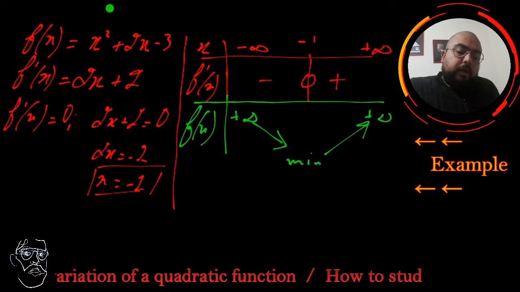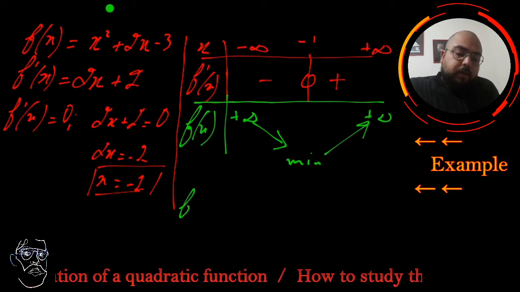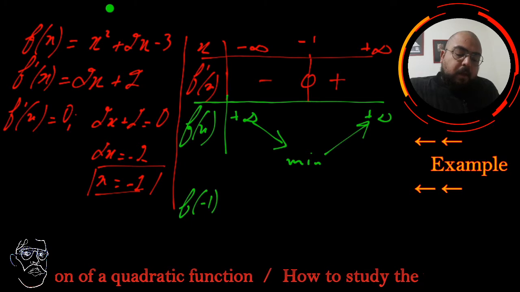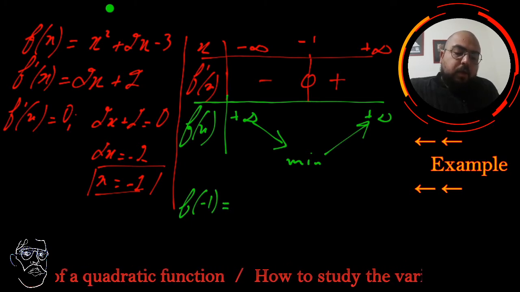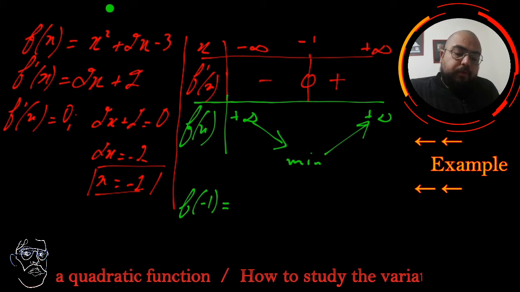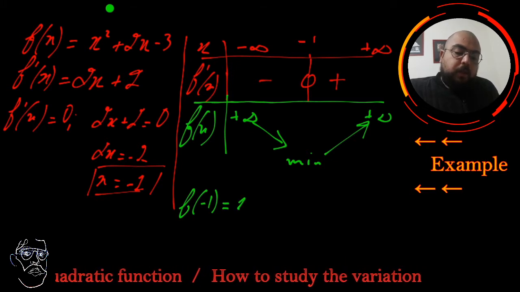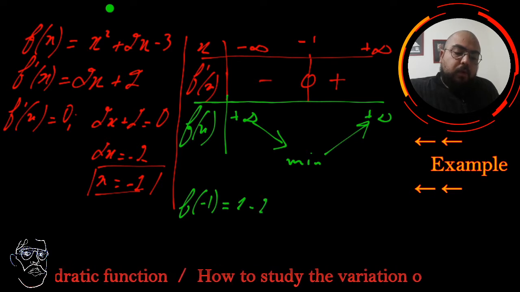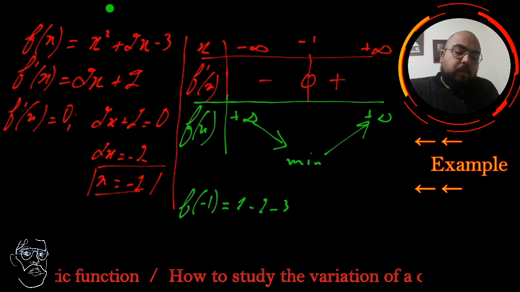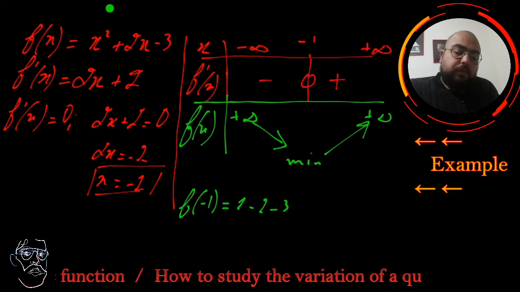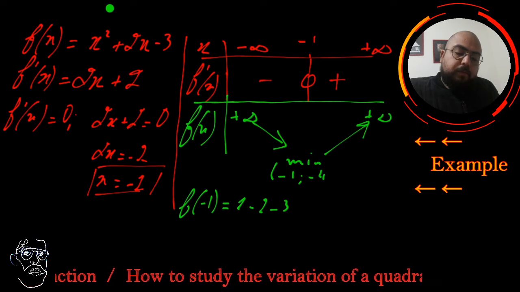And in order to calculate the minimum, you will have to calculate f of minus 1. You will have to replace in the initial equation, so it will be minus 1 to the power of 2. It's 1 plus 2 times minus 1, minus 2, minus 3, so it's minus 5 plus 1, it's minus 4. The minimum is at the point minus 1, minus 4.